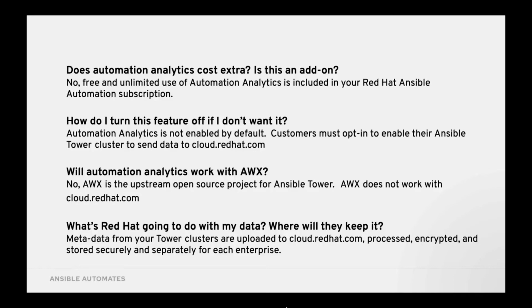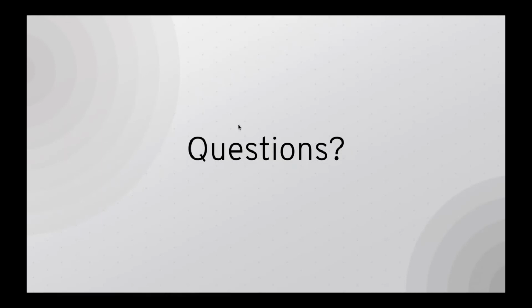And again, people ask about what we're going to do with this data and how we process and store it. As mentioned a little bit earlier, everything is encrypted in transit from your Tower clusters to Red Hat, and then in the cloud.redhat.com platform, each customer's data is encrypted separately and stored separately. So there's no chance of data intermingling or you seeing somebody else's data.